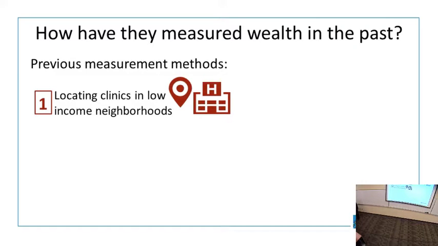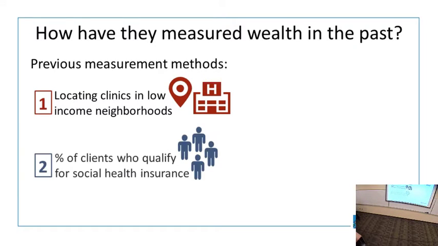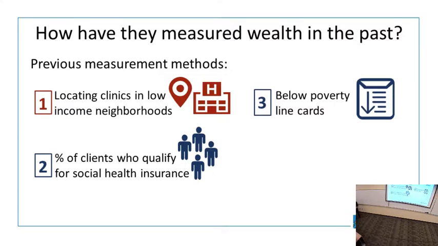So in the past, what they've done is they've located clinics in low-income neighborhoods. We know that access can be a challenge, and so if you put your clinic in a place where people live, you're more likely to serve the population you're aiming for. They would look at the percentage of clients who qualify for social health insurance, or those who have below poverty line cards. These are cards that are given out in some countries.